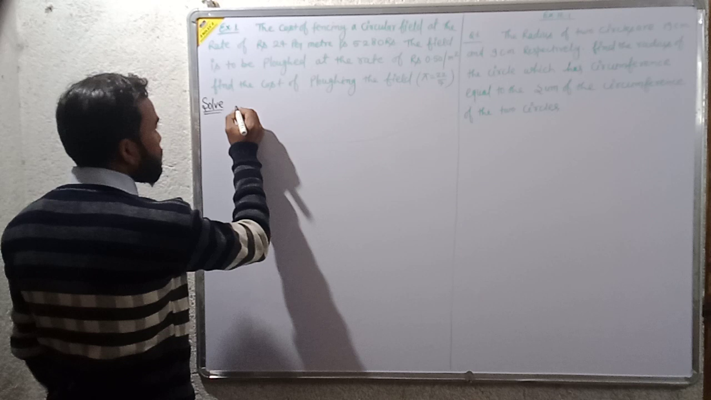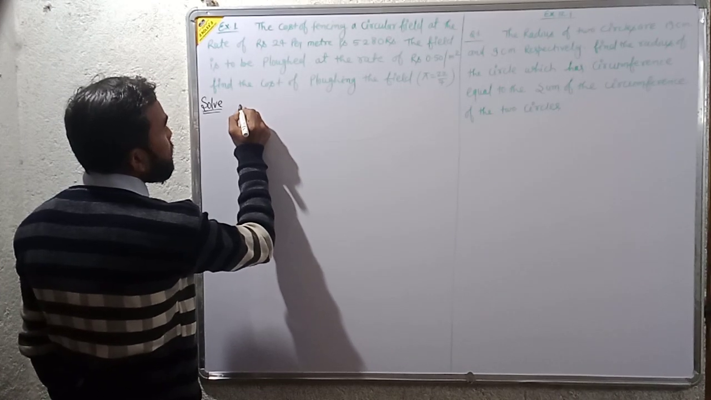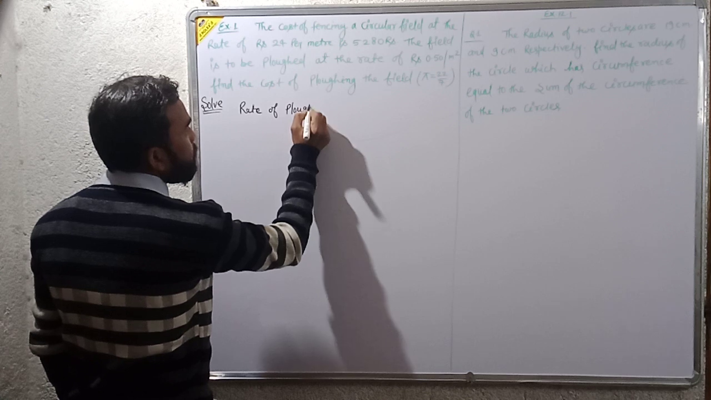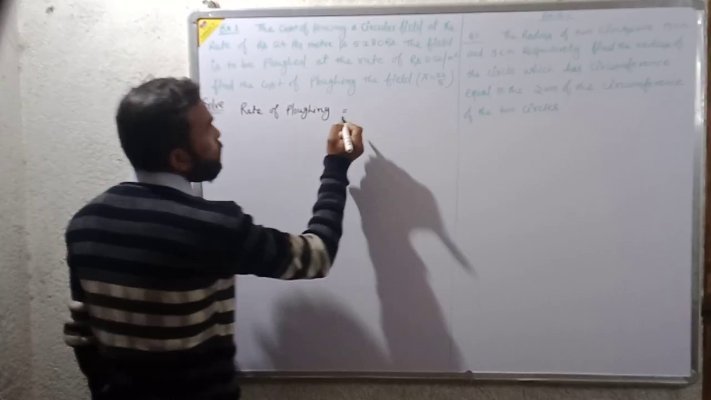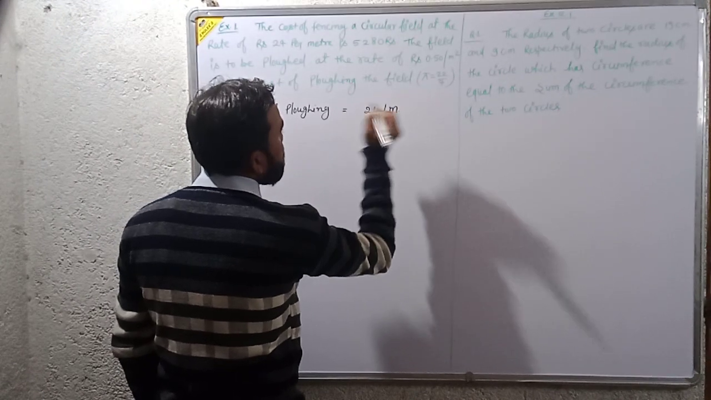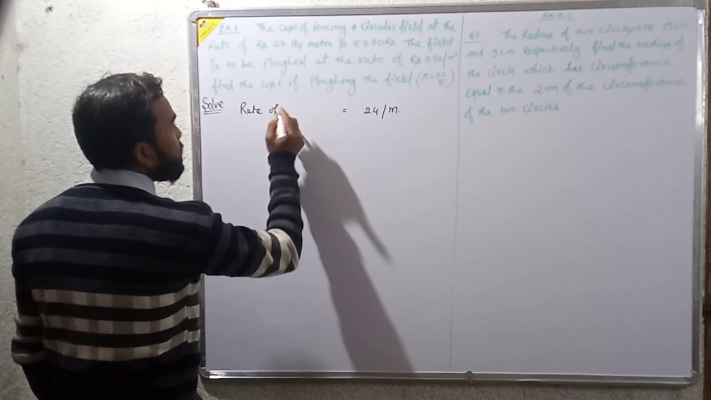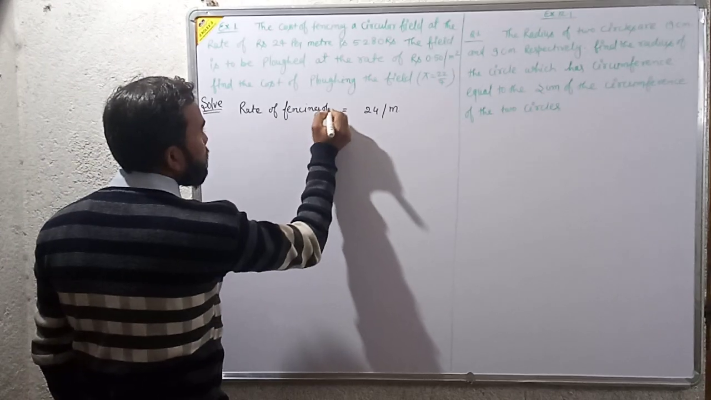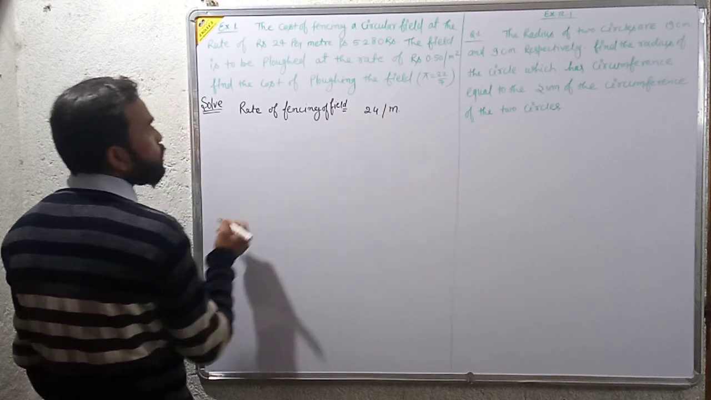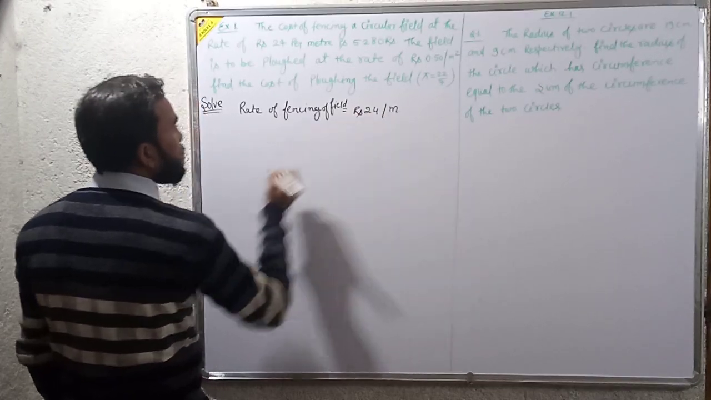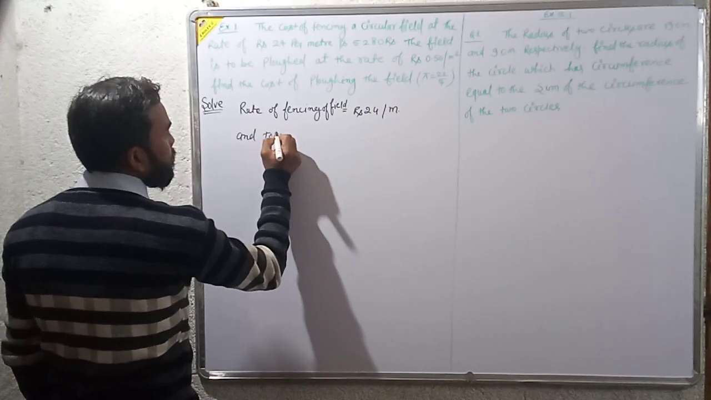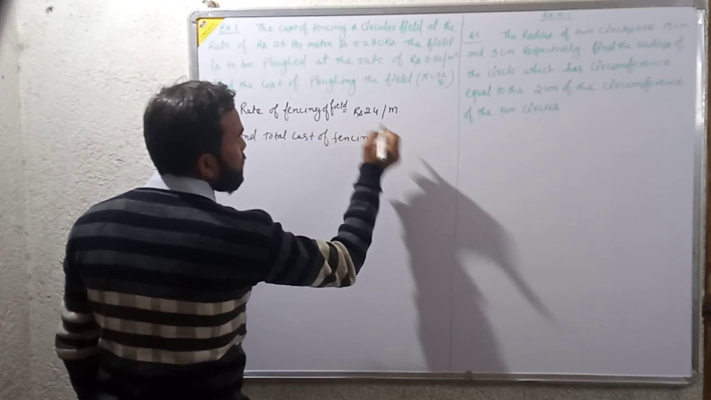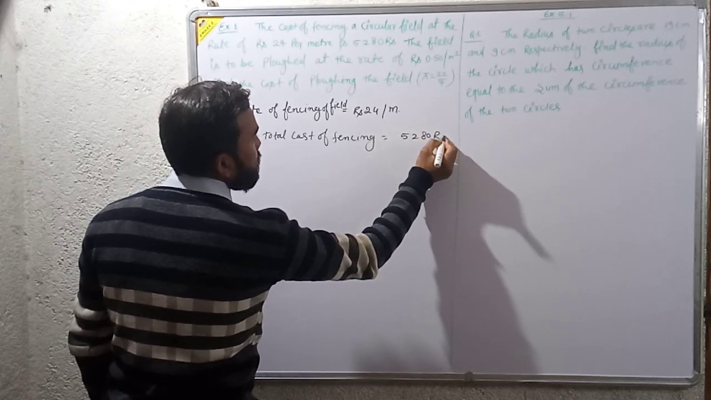Here it is given that the rate of ploughing is equal to 0.50 rupees per meter square, the rate of fencing of the field is equal to rupees 24 per meter, and the total cost of fencing is equal to 5280 rupees.